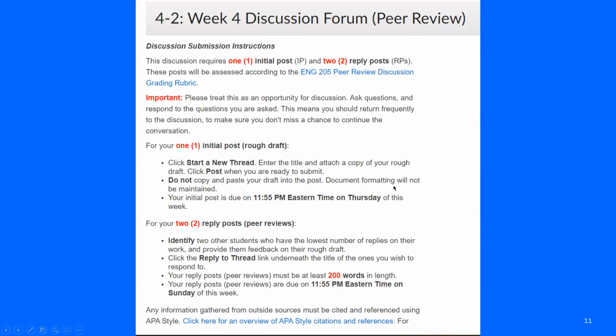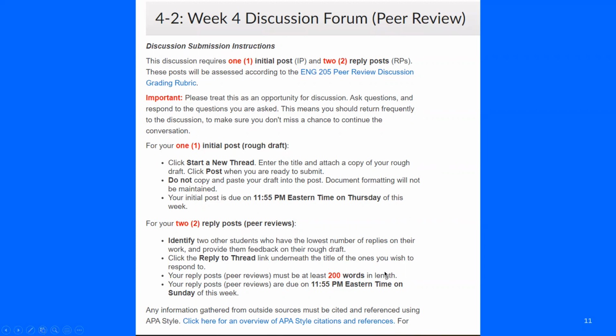Here is just another page of instructions for the peer review. These are pretty standard, so I'm not really going to spend much time on this. Notice that your initial post, that is your rough draft, needs to be posted by Thursday of week 4. And then the reply posts, which are due on Sunday, that is when you're going to be giving your peers the feedback.